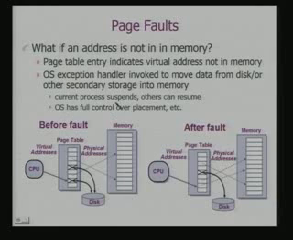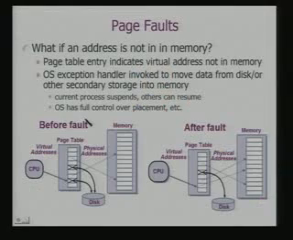So, current process which generated this request cannot execute. So, it has to be suspended. But since we are talking about a multitasking system, there will be other active processes in the system. So, that can now be resumed and executed. In fact, OS manages this. So, the OS also has full control over the placement, that is where the pages are to be obtained and where they are to be mapped.